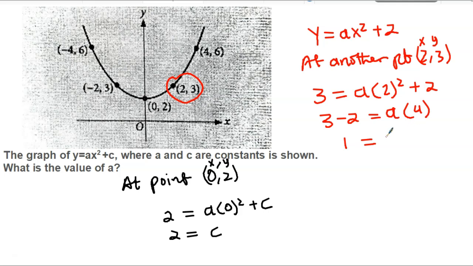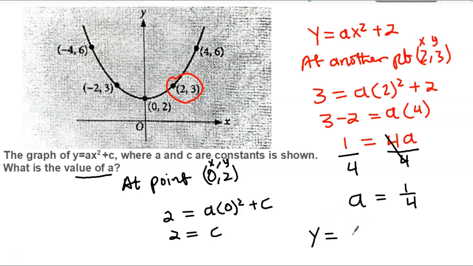Mathematically we write the number first, and here we want to solve for a, so we divide by 4. We repeat the same thing on the other side, and the 4 over 4 goes away. Therefore, our a becomes a quarter. So they ask us to find the a, and a is a quarter. If they had been asking you to write the equation, then it would have been y equals x squared over 4 plus 2. That's not what they asked you to do.